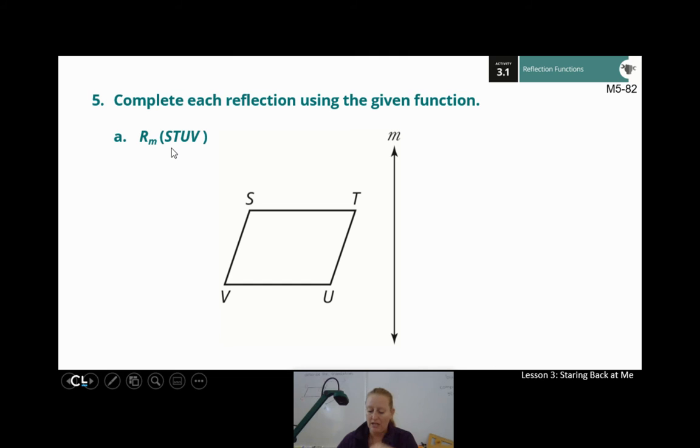Can you go ahead and complete the reflection using each one? I've got A and B. So watch out. A is on the bottom of page 82. B is on the top of page 83. Go ahead and do both of these reflections using the given function. Hit pause to work these out. Hit play when you're ready to check your work.